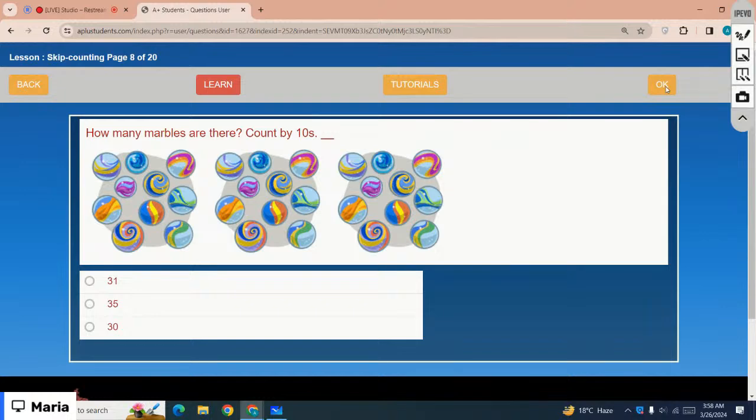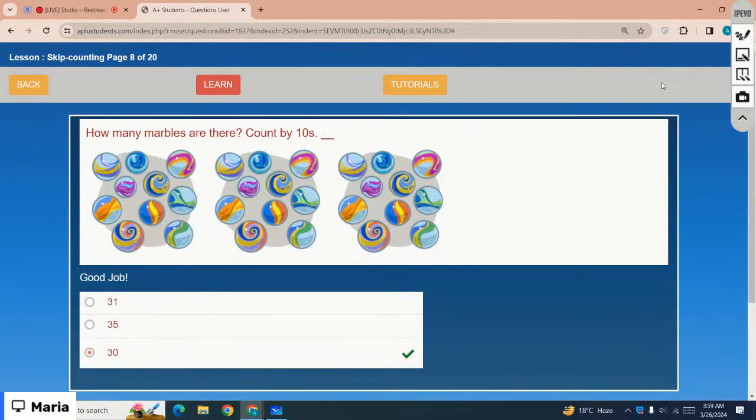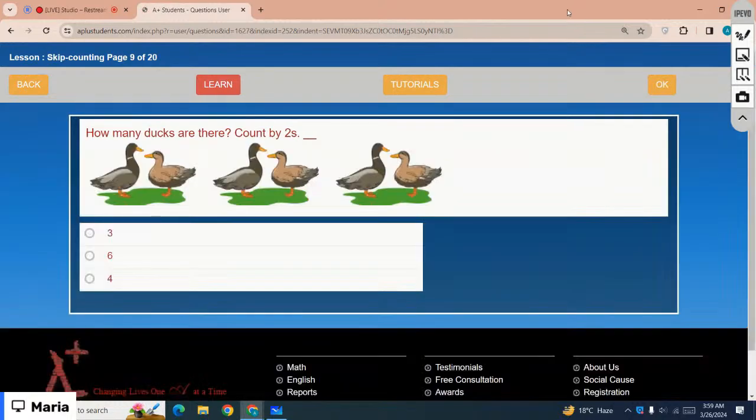You have to count by tens, right? So you have 10, 20, 30. That means you have 30 balls. The correct option is 30, right? Okay. You can complete the lesson by yourself later today. Let me move on to the next lesson.